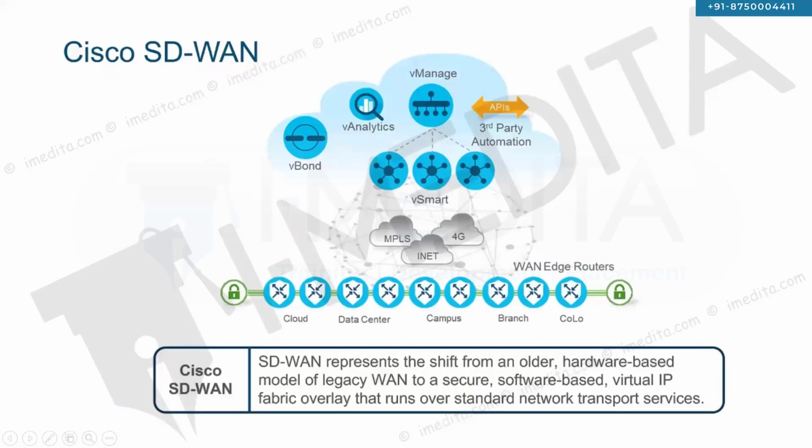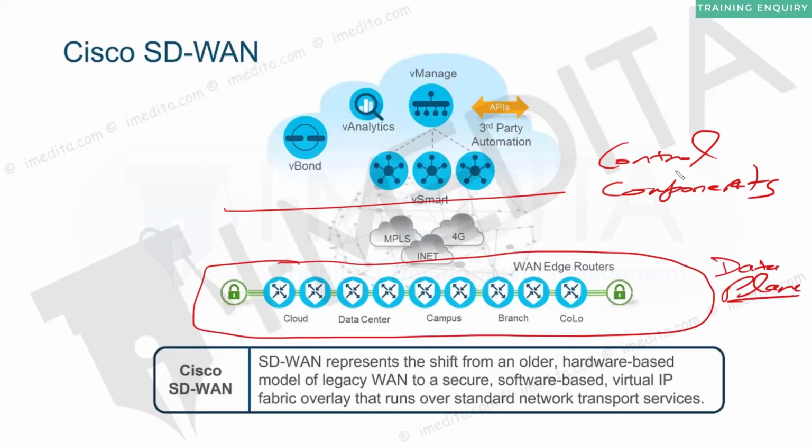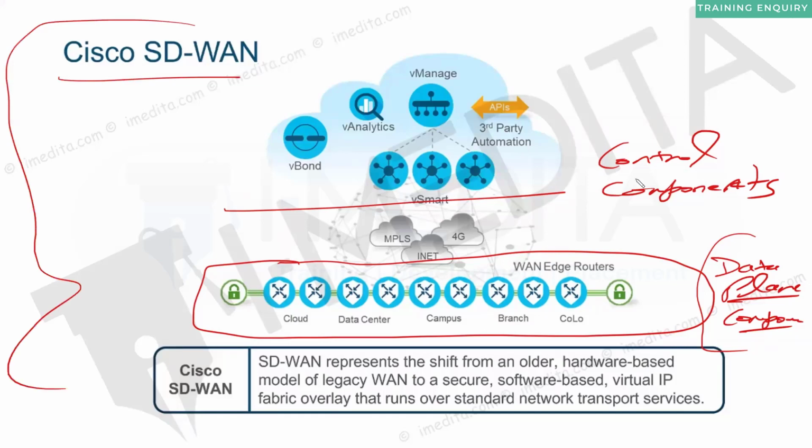In Cisco SD-WAN, you have mainly two things. I would simply say two things. You have the control components, and then you have the data plane devices. This is your data plane, right? So you have control components, then data plane components. In this whole Cisco SD-WAN architecture, all your components have been divided into two major categories.